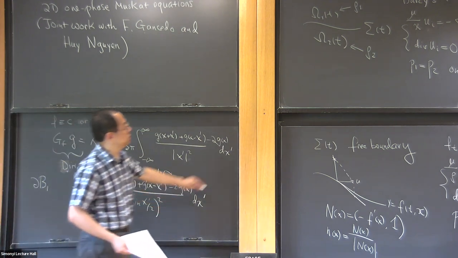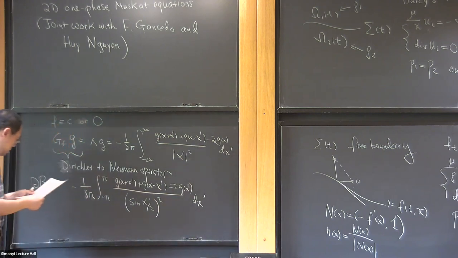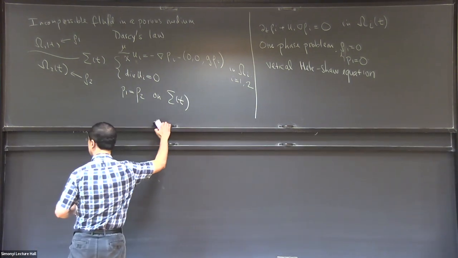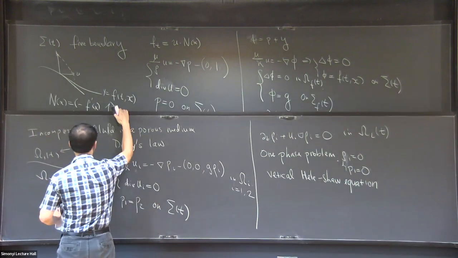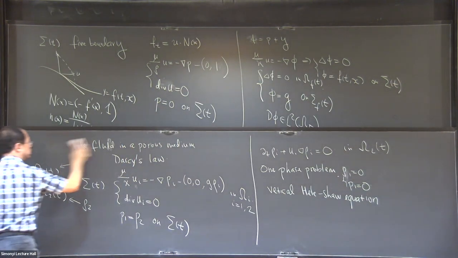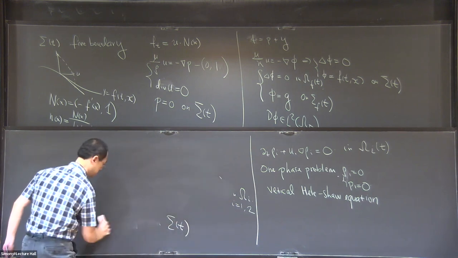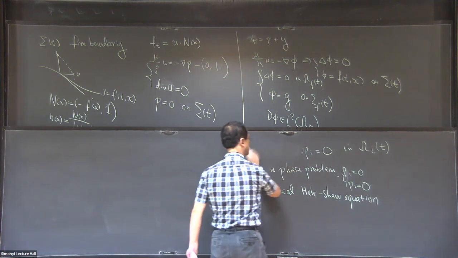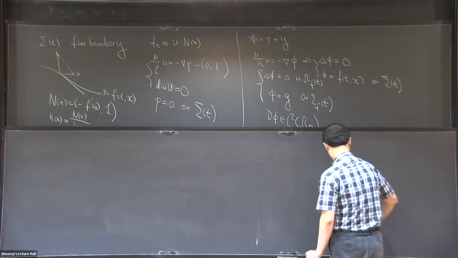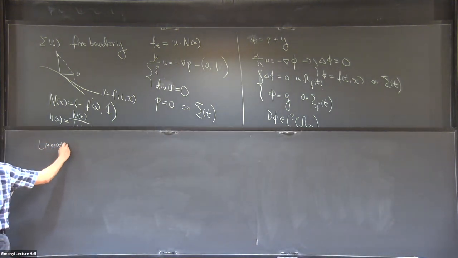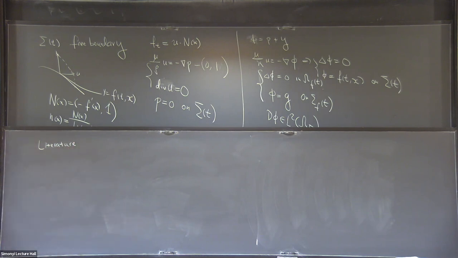We are interested in the dynamics of the free boundary in this work. So let me give you some literature results. This problem has been studied by many people for both two phase and one phase equations. When the initial data is very small, say if f0 is very close to constant, then we have small data global well-posedness.